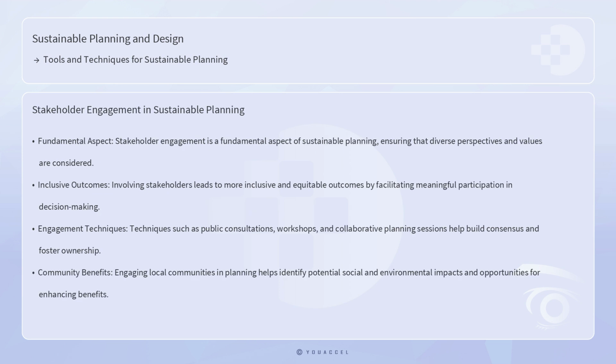Stakeholder engagement is a fundamental aspect of sustainable planning. Involving stakeholders in the planning process ensures that diverse perspectives and values are considered, leading to more inclusive and equitable outcomes. Effective stakeholder engagement involves identifying relevant stakeholders, understanding their interests and concerns, and facilitating meaningful participation in decision-making.